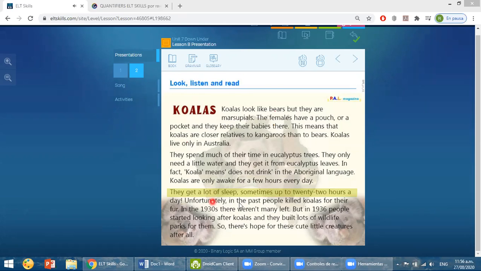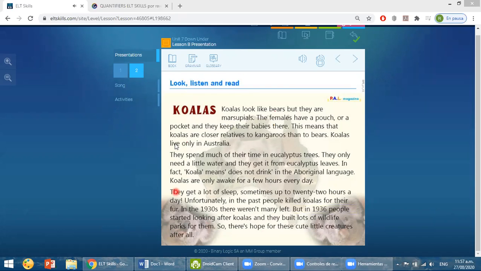Unfortunately, in the past, people killed koalas for their fur. In the 1930s, there weren't many left. But in 1936, people started looking after koalas, and they built lots of wildlife parks for them. So there's hope for these cute little creatures after all.